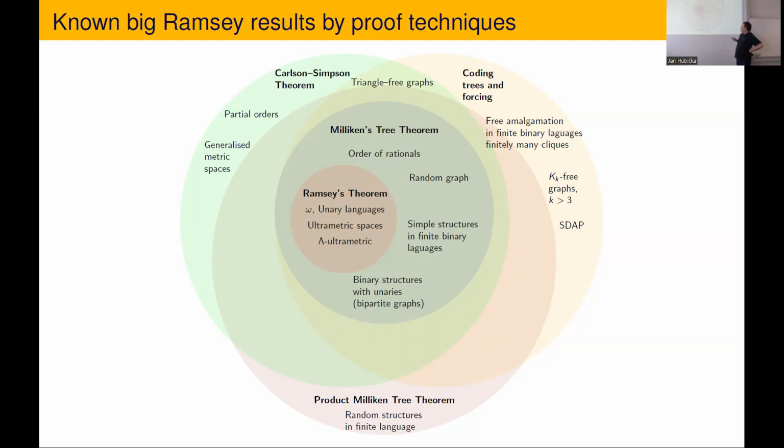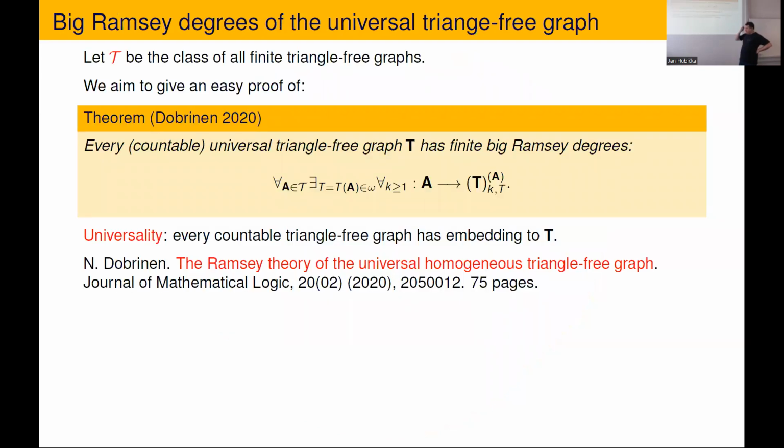And you can prove more. You can do partial orders, metric spaces, and other things. So by today, we have quite many big Ramsey results, which are slowly starting to make a theory. And so this is what Dobrinen has proved.